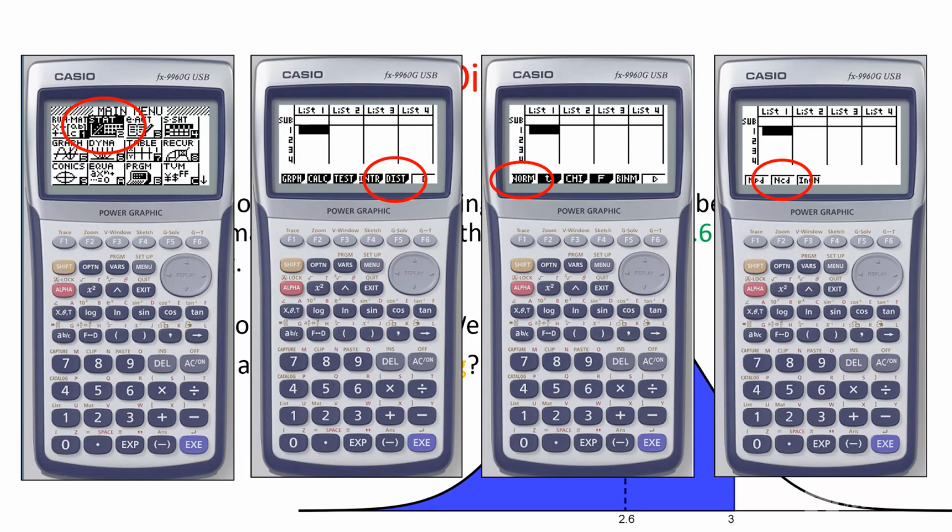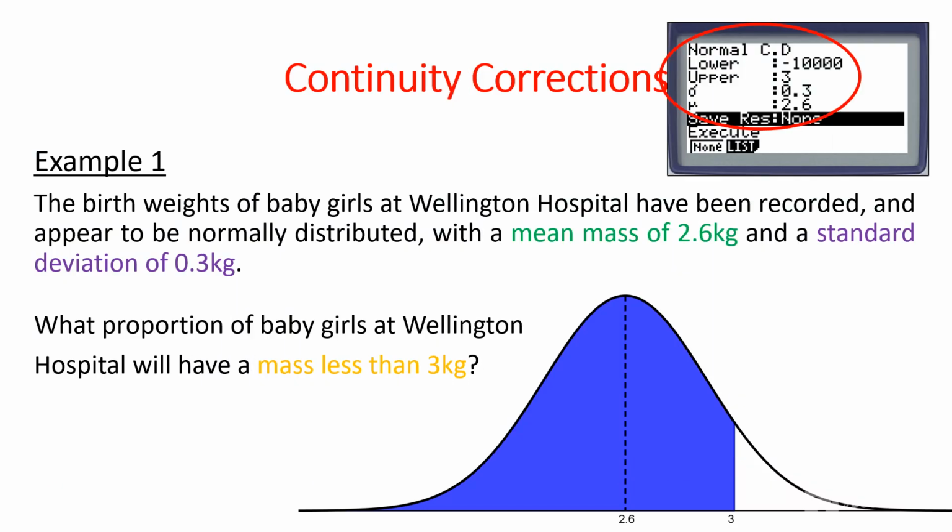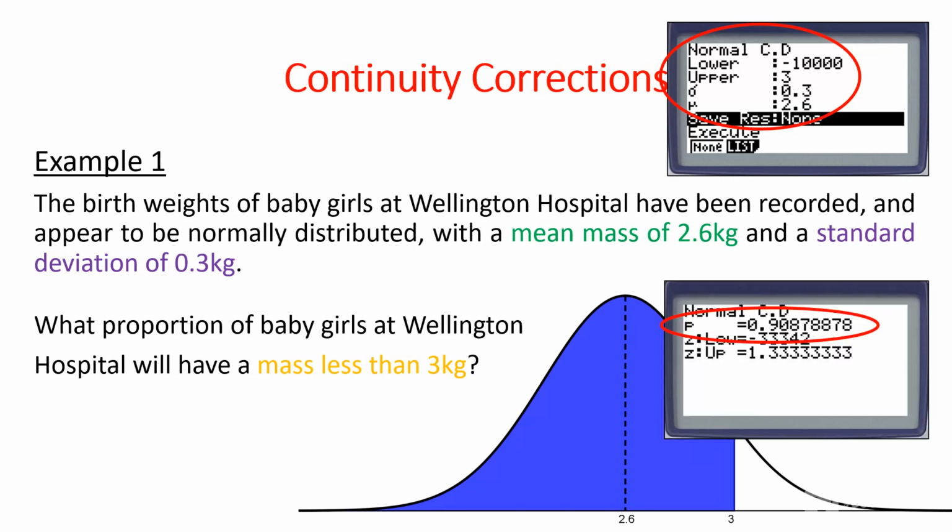Alright, so into our calculator, into statistics, distribution, normal distribution, and we select normal cumulative distribution, and we enter our variables. Our lower boundary, I like to put a value way off to the left, like negative 10,000. I know we can't get negative weights. My upper boundary, I'm going to put 3 because we want everything less than 3. Our standard deviation sigma is 0.3. Our mean is 2.6. And then we solve it and execute it to get a probability of 0.9088.